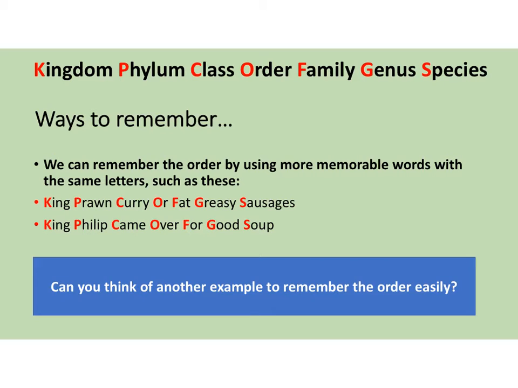So there are a few little ways we can remember them. We can use more memorable words with the same letters. So instead of kingdom, phylum, class, order, family, genus, species, we use the first letters of each of these words, and we make an acronym that's more fun to remember. Some examples I've come up with are King prawn curry or fat greasy sausages, and another one is King Philip came over for good soup. They're very silly, but it helps you to remember it as they're more memorable words. So can you think of any other examples that would help you remember this more easily?